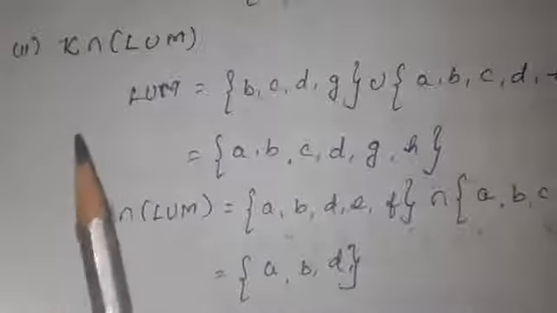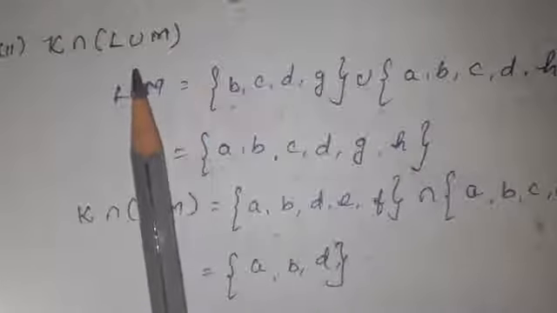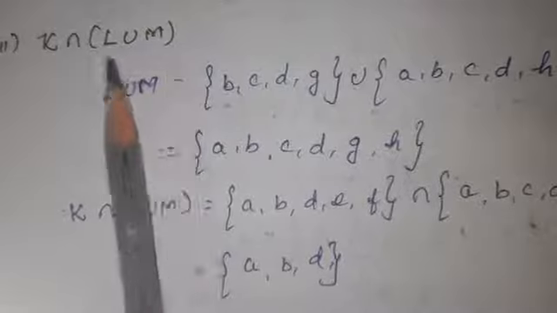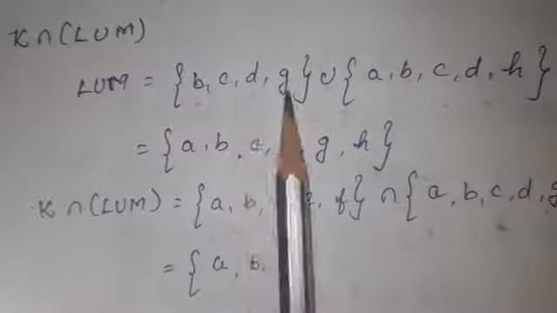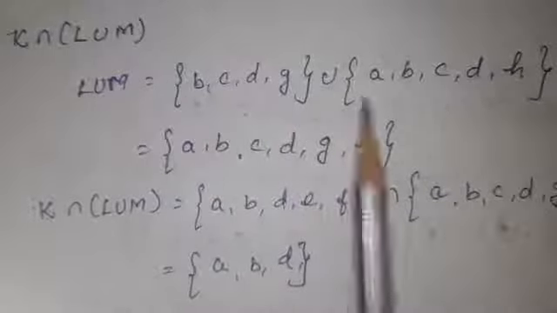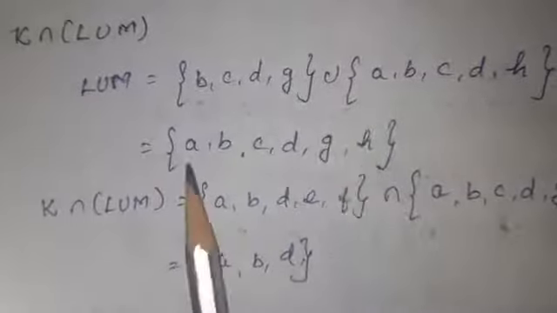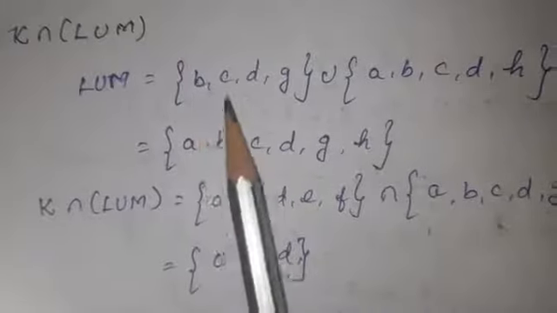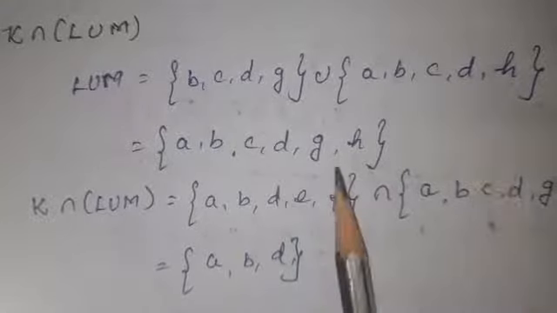Second question, K intersection (L union M). First of all what should we find? Inside the bracket. Inside the bracket is L union M is equal to L set I have written here, union M set. Union means join together and write it. I have written that in order: A, B, C, D, G, H.